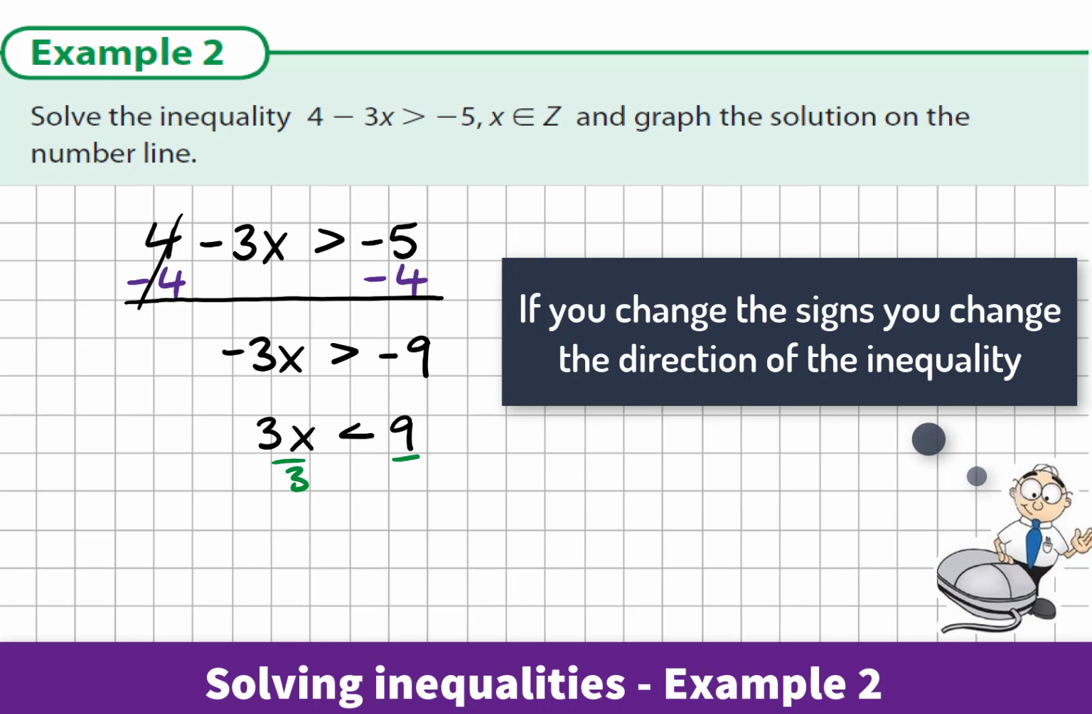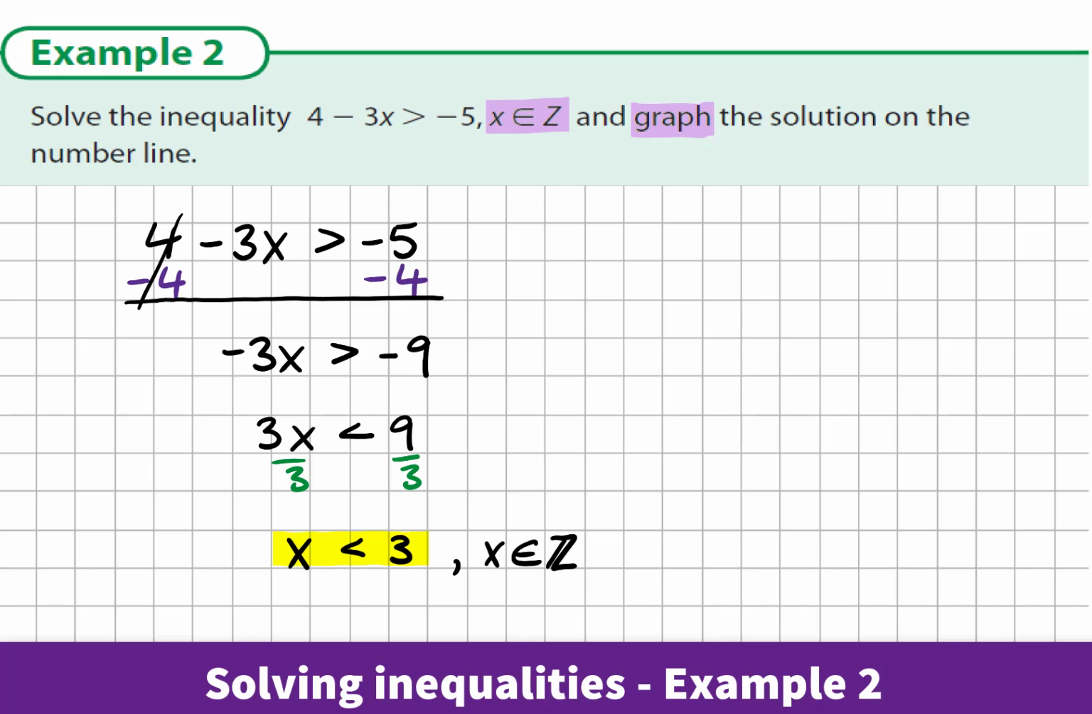So 3x is smaller than 9. I can divide both sides by 3. Then the left hand side is still smaller than the right hand side, giving us x is smaller than 3. And x is an integer. So it's not every number smaller than 3, just whole numbers smaller than 3.